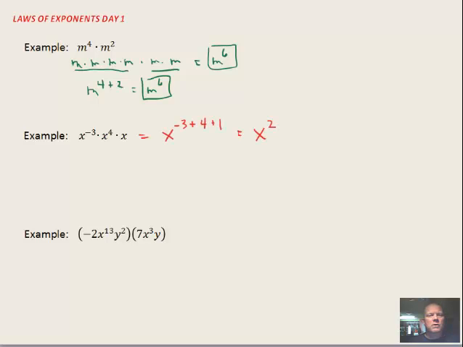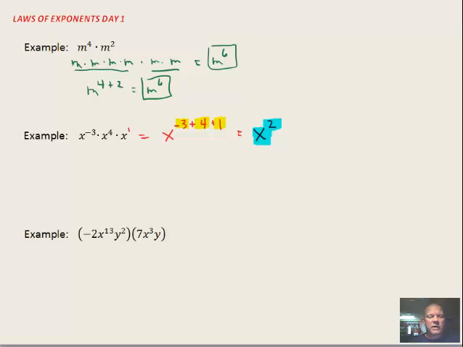Okay, in this one we have x to the negative 3rd times x to the 4th times x. So what we do is we add those exponents. So I take negative 3 plus 4 plus 1. Remember, this x, if it doesn't have an exponent, we just put a 1 there. So negative 3 plus 4 plus 1 gives me 2. So I get x to the 2nd. Negative 3 plus 4 is 1, plus 1 is 2. Alright, hopefully you did well on that. Let's look at this third example now.